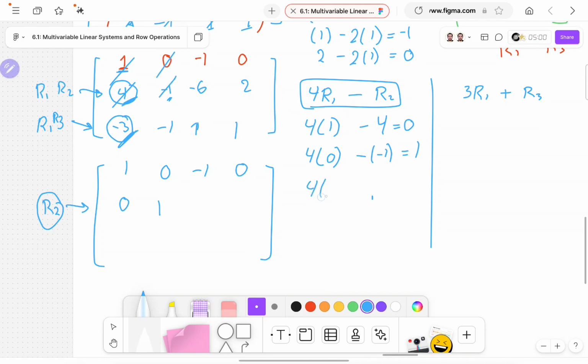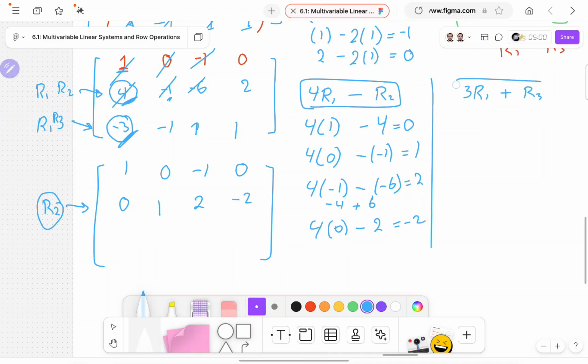Now 4 times row 1. Row 1 is negative 1 minus 6. So negative 4 plus 6 is equal to 2. So the answer is 2. Then let's continue. 4 times row 1, which is 0. We finish from this. 0 minus row 2, which is 2. So the answer is negative 2.